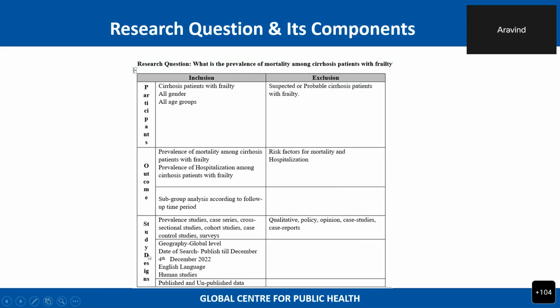Can you see, under the study design, there is one part called geography, date of search, language? You have to mention your study period. That should be explicitly mentioned in this table, and you have to mention what geography you have included, whether globally or only India specific, Southeast Asian region, or low and middle income countries. Those things should also be mentioned.